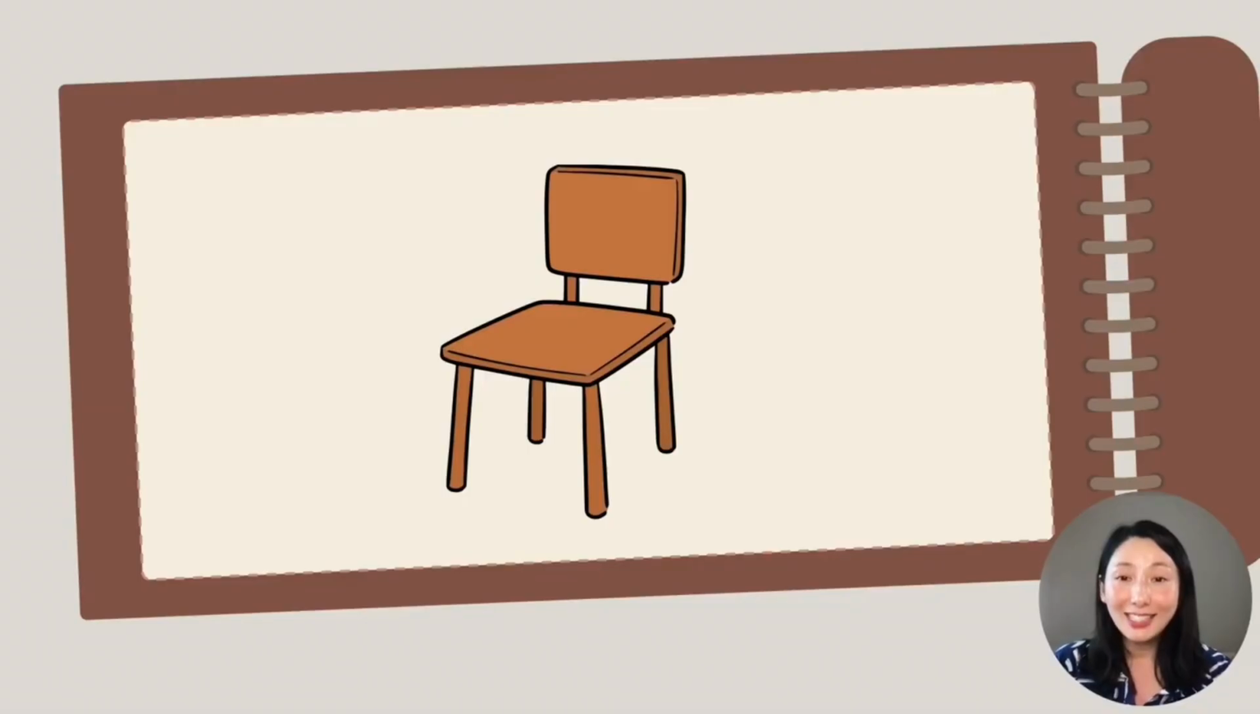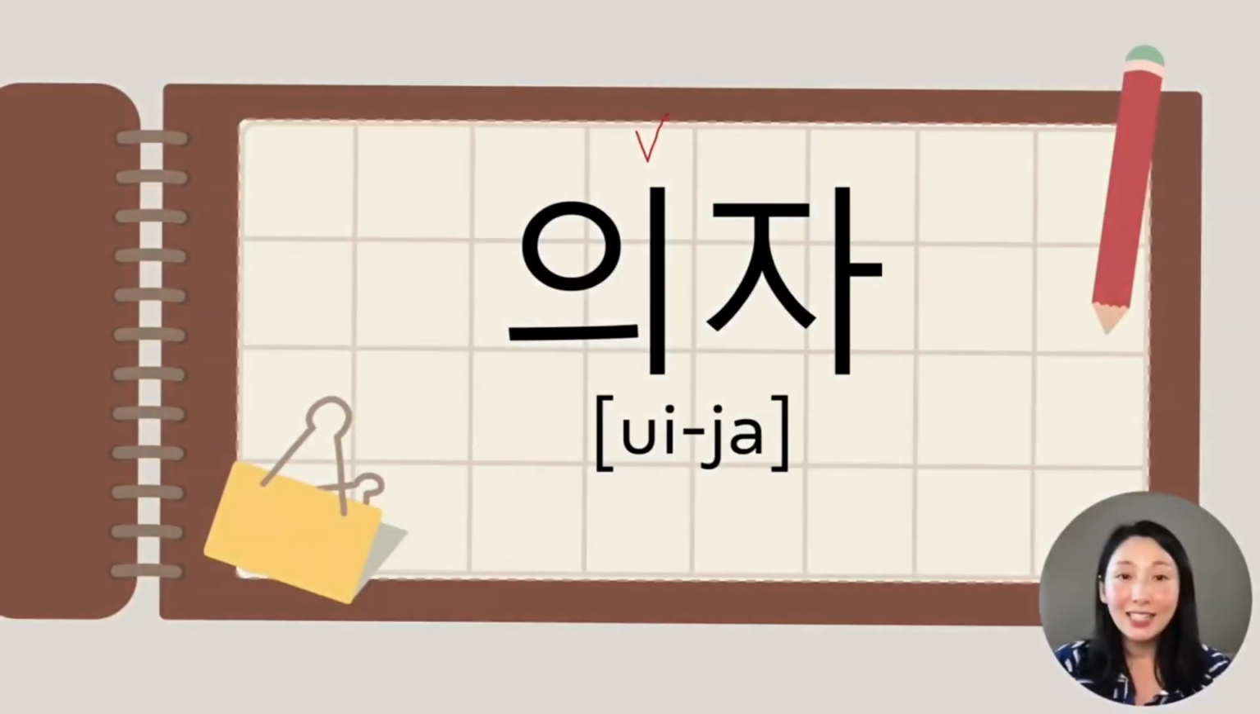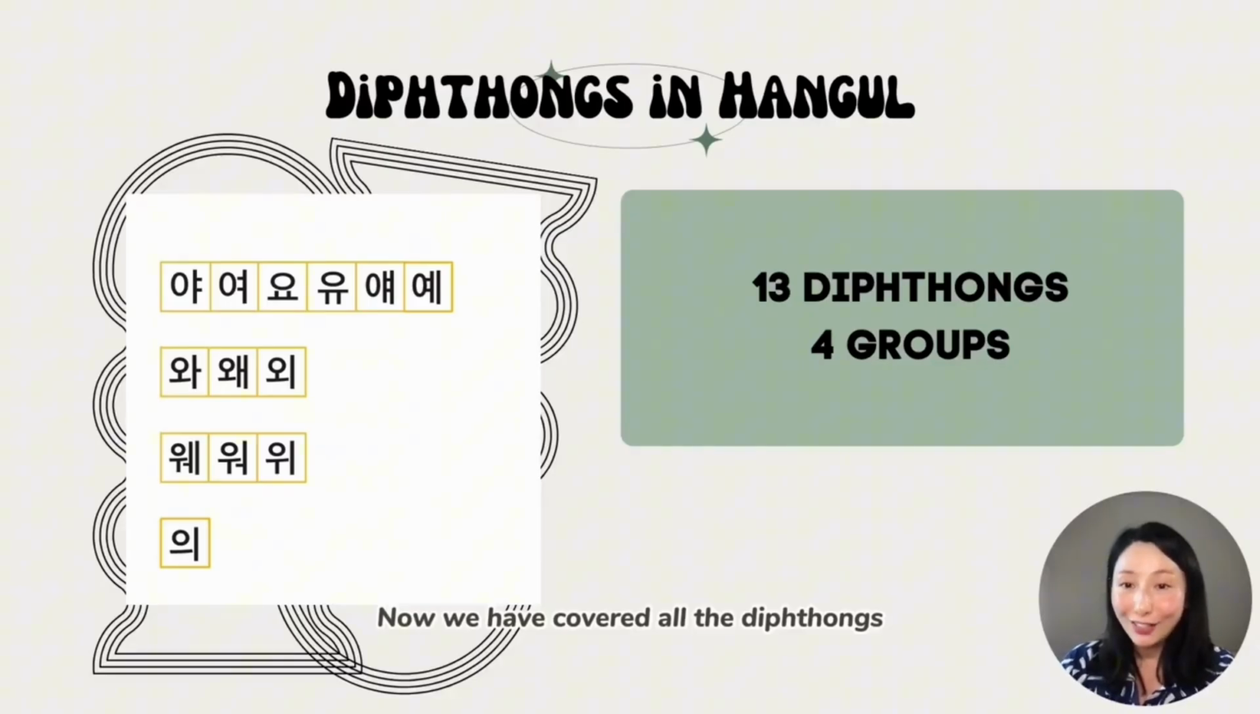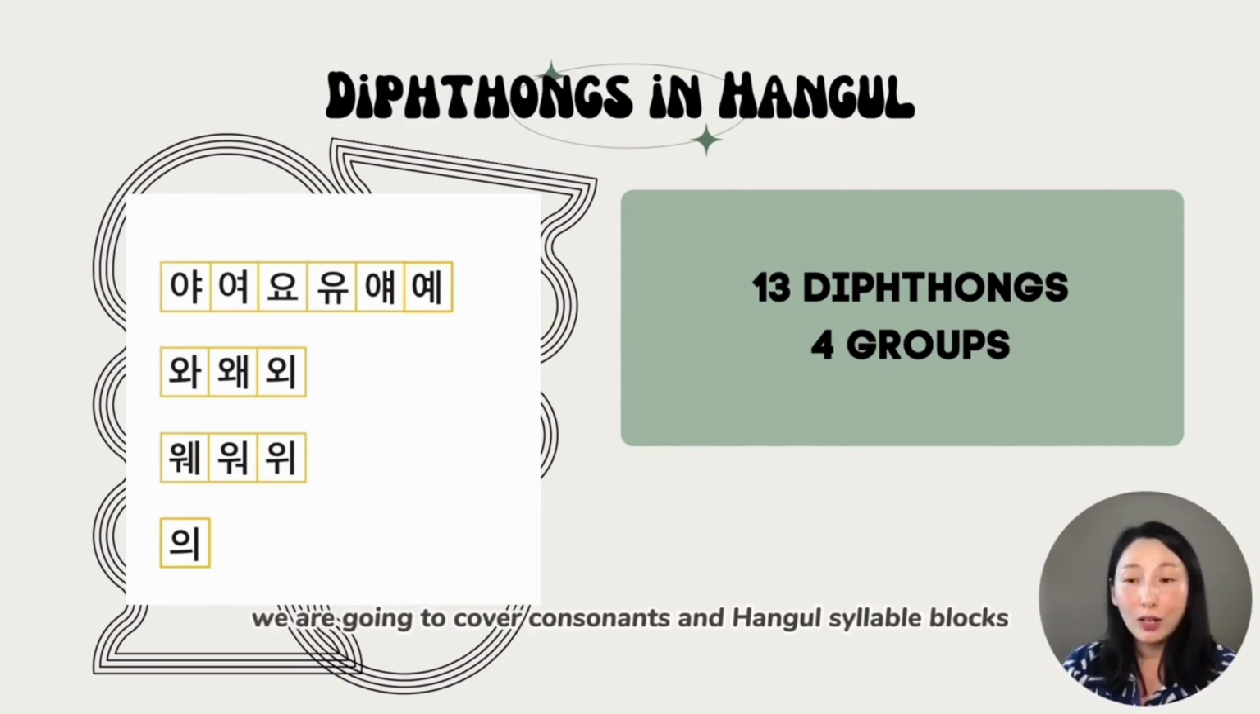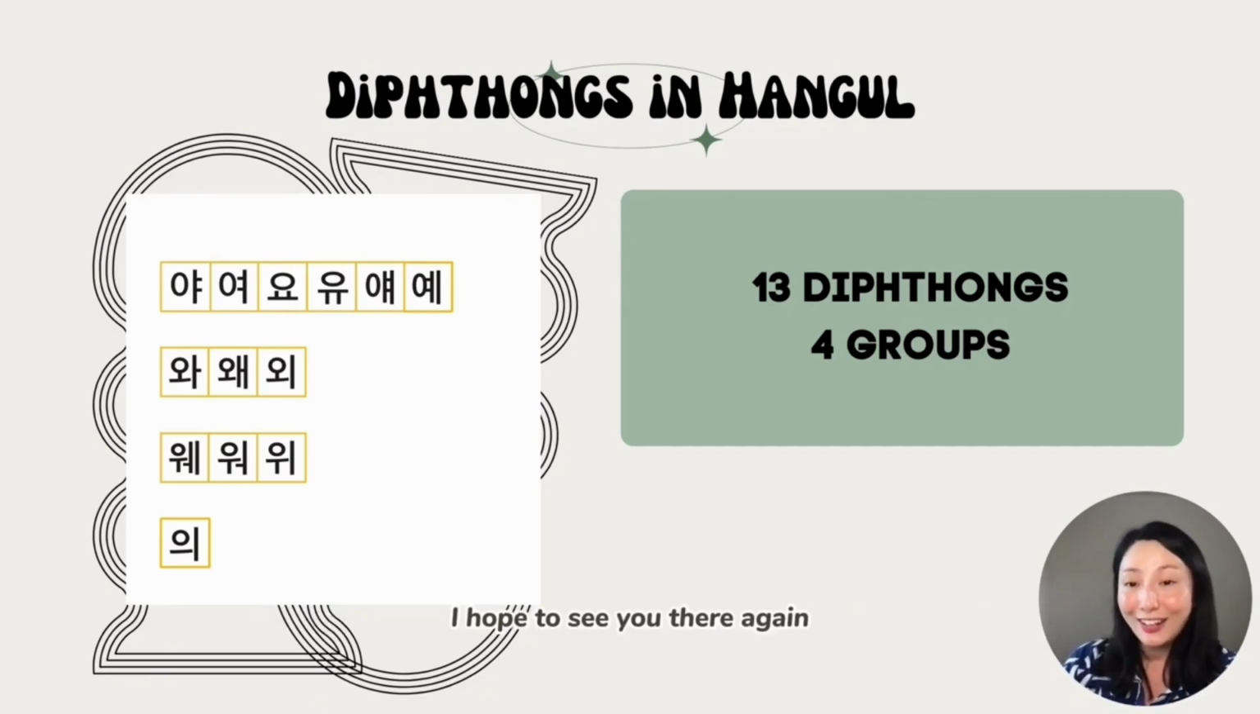의자 is a chair in Korean. Now we have covered all the diphthongs. I am so proud of you for coming this far. In the next lesson, Hangul Basic Level 2, we are going to cover consonants and Hangul syllable blocks. I hope to see you there again.